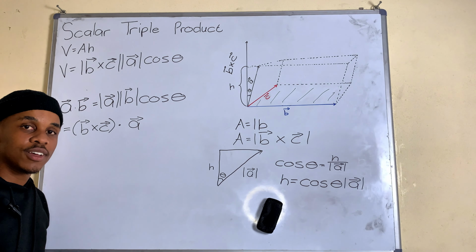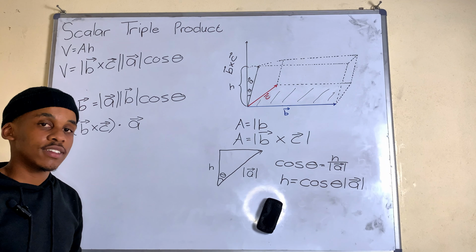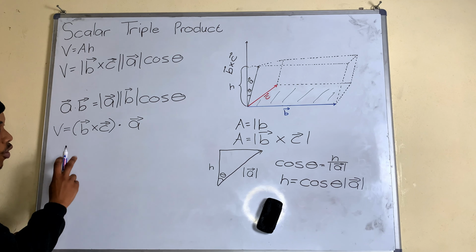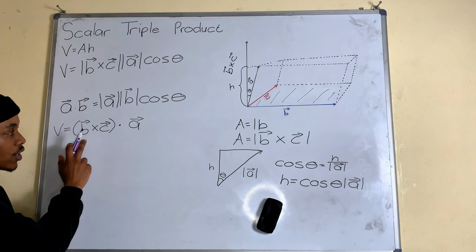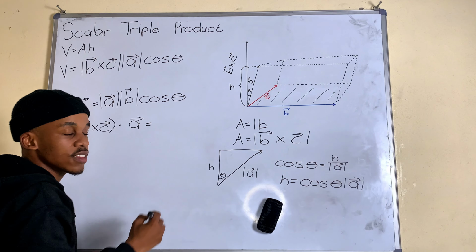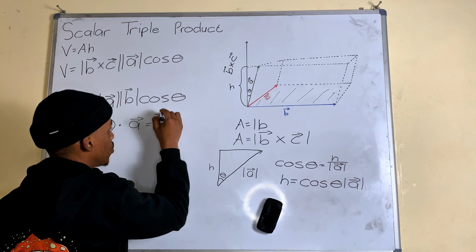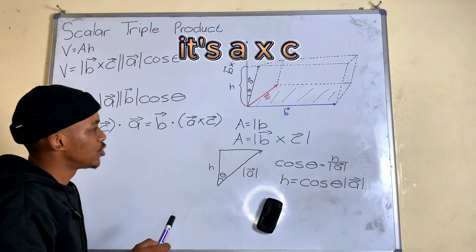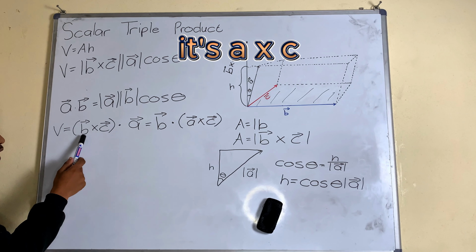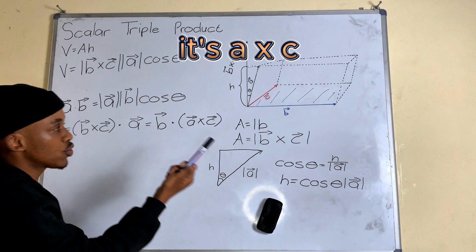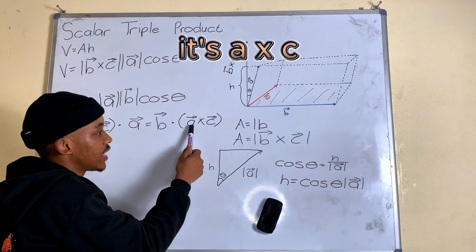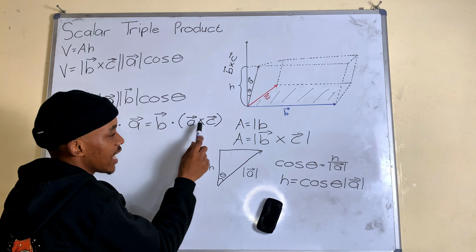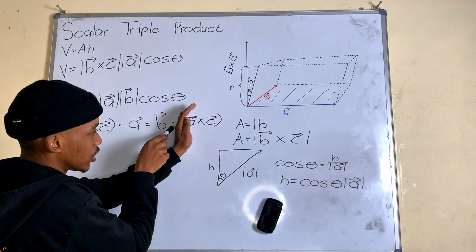One of the properties that we've covered is that the dot product is distributive, meaning that you don't always have to calculate the cross product of B and C. You can also represent this in this way, meaning that you don't always have to find the cross product of vector B and C. You can also find the cross product of vector A and C, with the dot product of B.